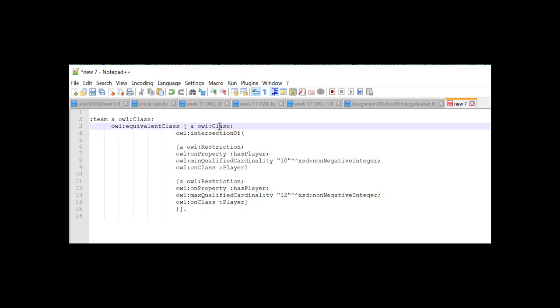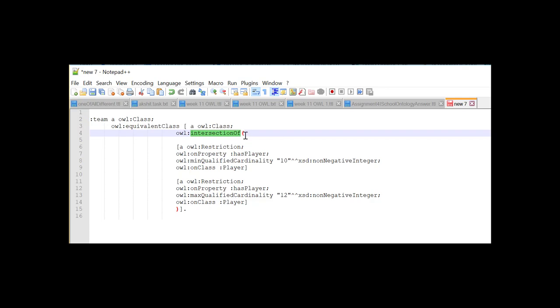Again, we say it's a class. If we don't say it's a class, because of the open world assumption, the system wouldn't know whether you're describing a class, an instance, a property or something else. So it can't really do anything. It will reason everything is nothing, because it does not understand what you're talking about. Therefore, it's important to say it's a class. And this class is basically the intersection of two classes.